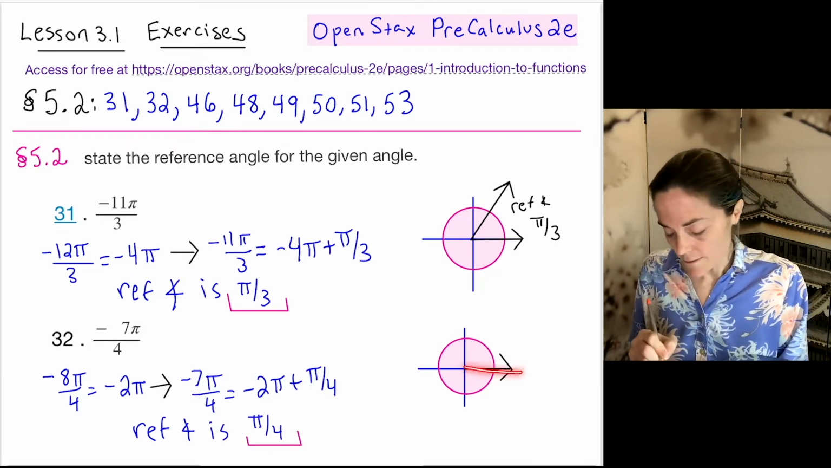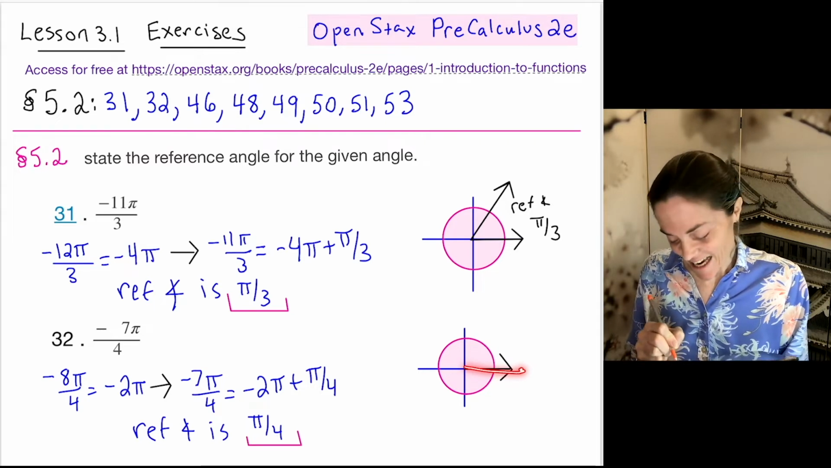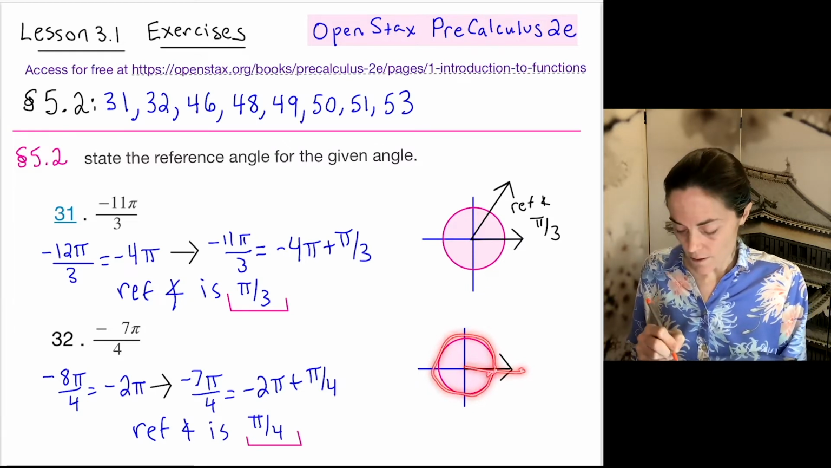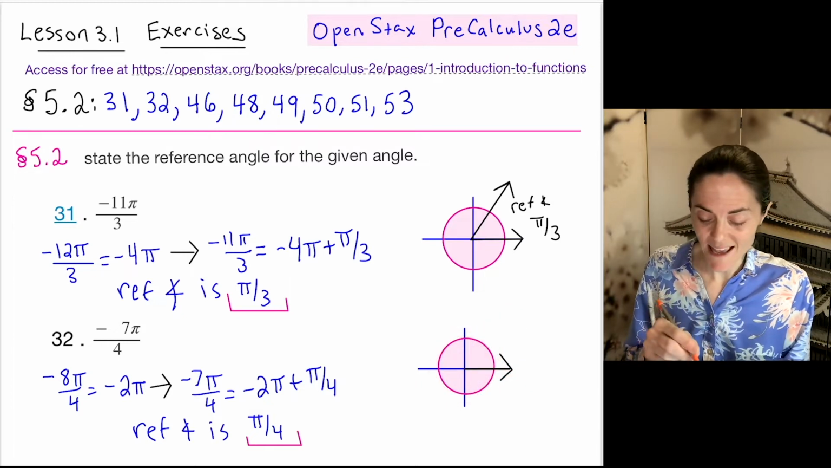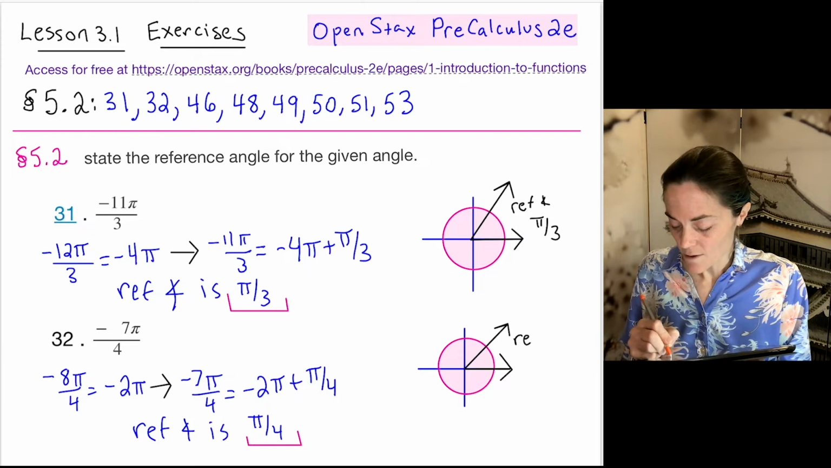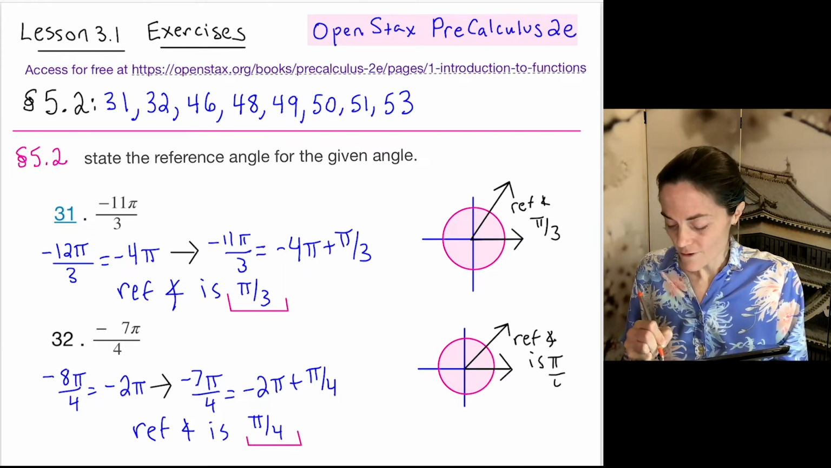So we start here, initial side, and we move negative. So negative 2 pi takes me to here. Then I add pi over 4. That would be here. So this is my angle. Once again, this angle, terminal side, is in quadrant 1. So I will also write it here. The reference angle is pi over 4.